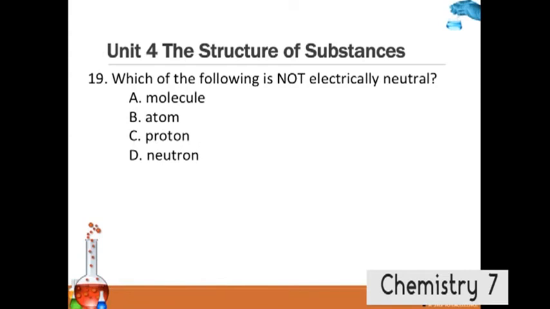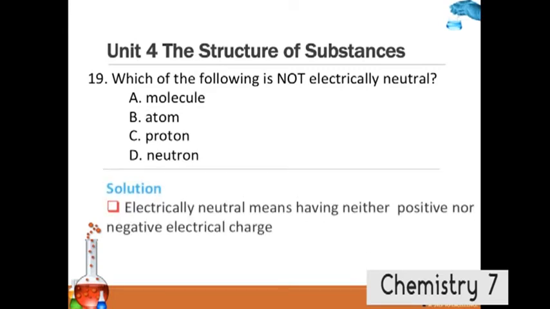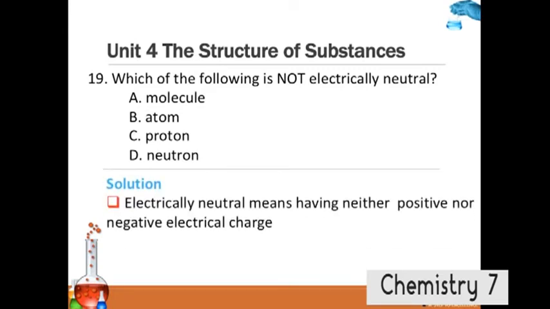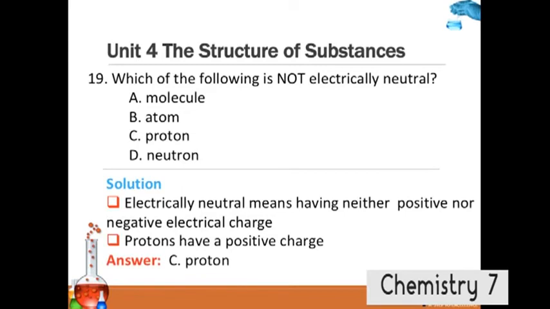Which of the following is not electrically neutral? The molecule, atom, proton, or neutron? Electrically neutral means having neither positive nor negative electrical charge. Protons have a positive charge. The answer is C, proton.